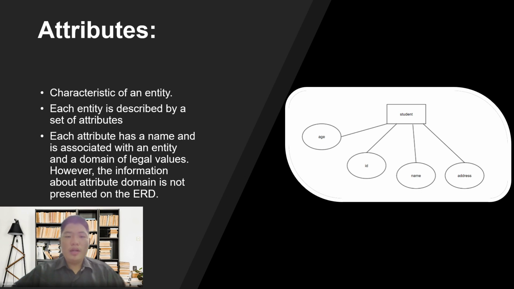Now we can see ERD attributes. An attribute of ERD is a characteristic of an entity. Each entity is described by a set of attributes. Example, a student has name, address, age, and ID. Each attribute has a name and is associated with an entity and a domain of legal values. However, the information about the attribute domain is not presented on the ERD.